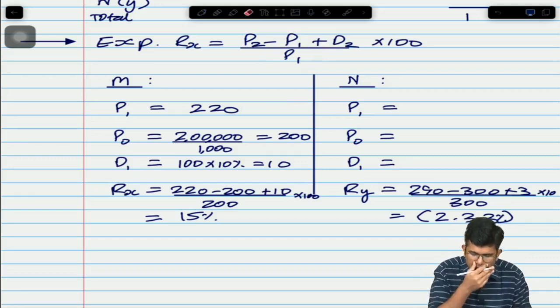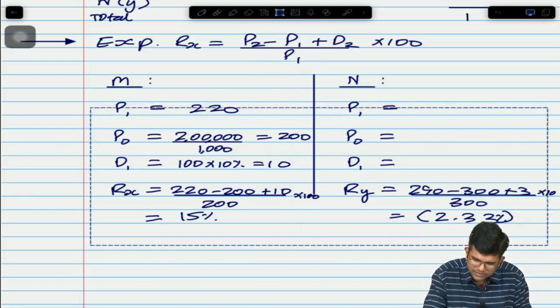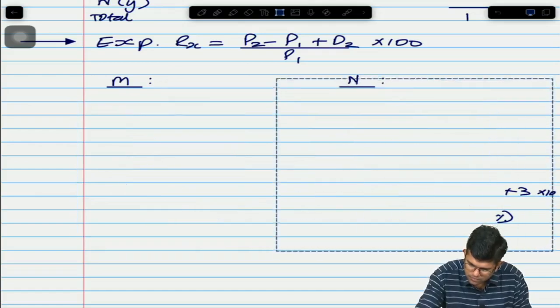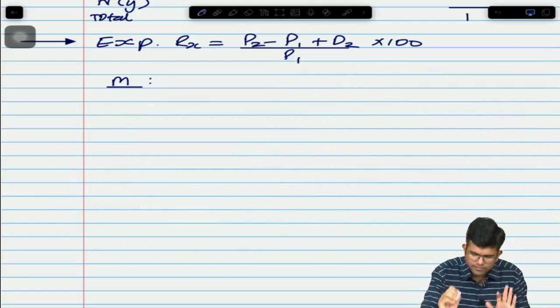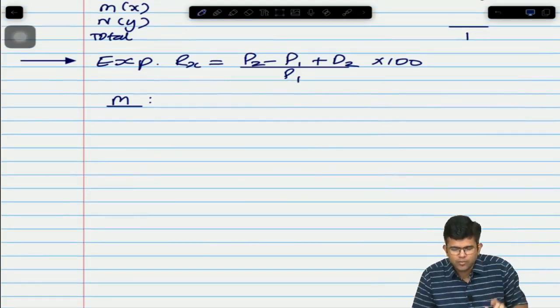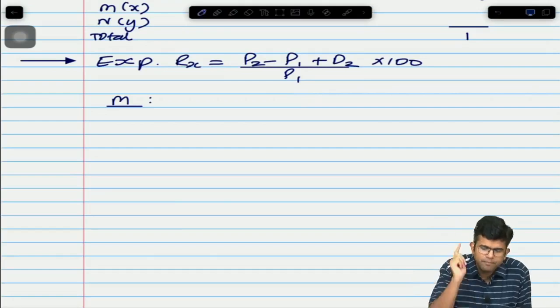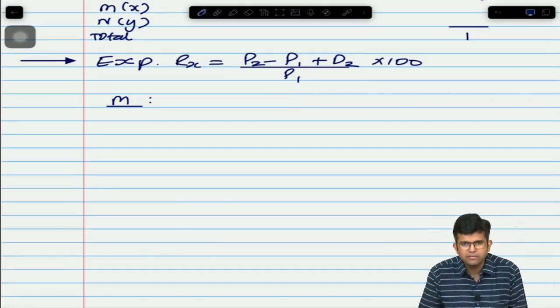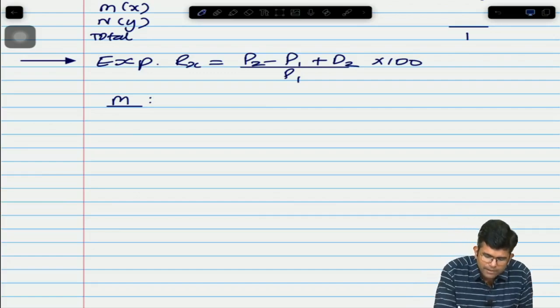Students, okay, I'll do one thing for you. Forget this. Okay, let's talk about M. First, let's talk about the data required. What all data you require? You need P2, you need P1, you need D2. Everybody clear? P2, P1, D2. Are you listening? Hello? Okay. How do I get P2?